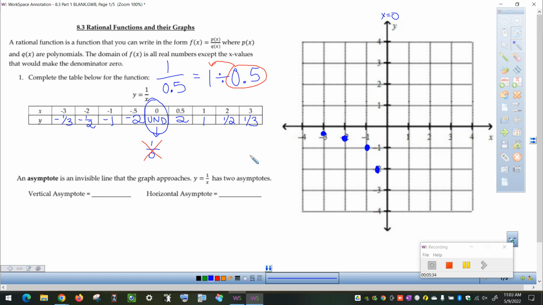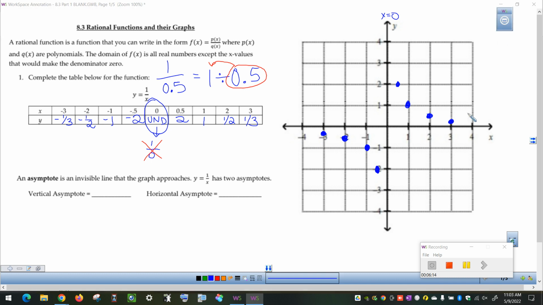But when we go over here to where our positive x values are, we have when x is +0.5, our y value is 2. And then we have the point (1, 1). And then when x is 2, y is +0.5. So that'll be right about here. And then when x is 3, we have that y is +1/3. All right, so it's kind of creating a little bit of a curved shape with what we can see so far. Let's think about what would happen here if we continued further to the right.